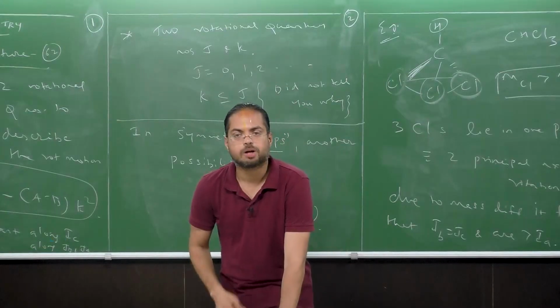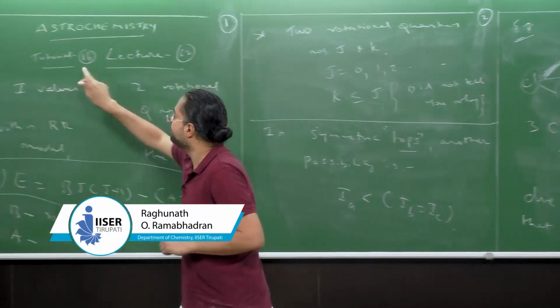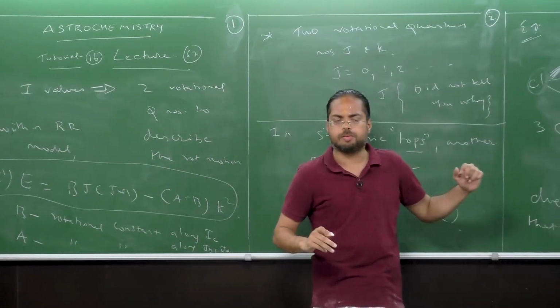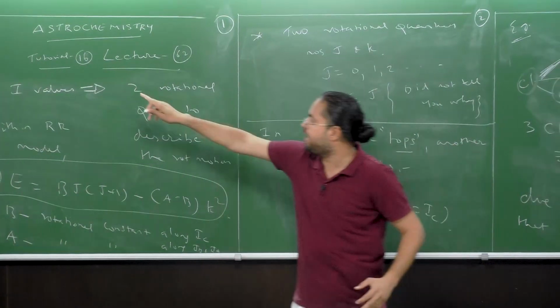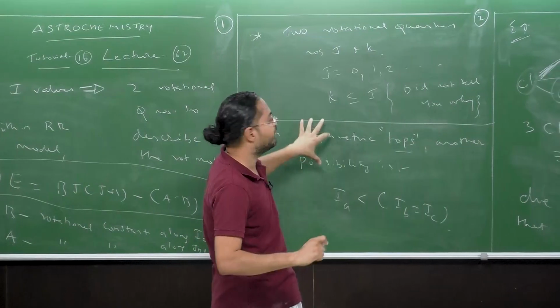Hello all, welcome again to Astrochemistry. This is lecture number 62 and tutorial 16. So in the last class, we were discussing the different types of rigid rotors. That is the last tutorial. And we were discussing the different types of symmetric tops.